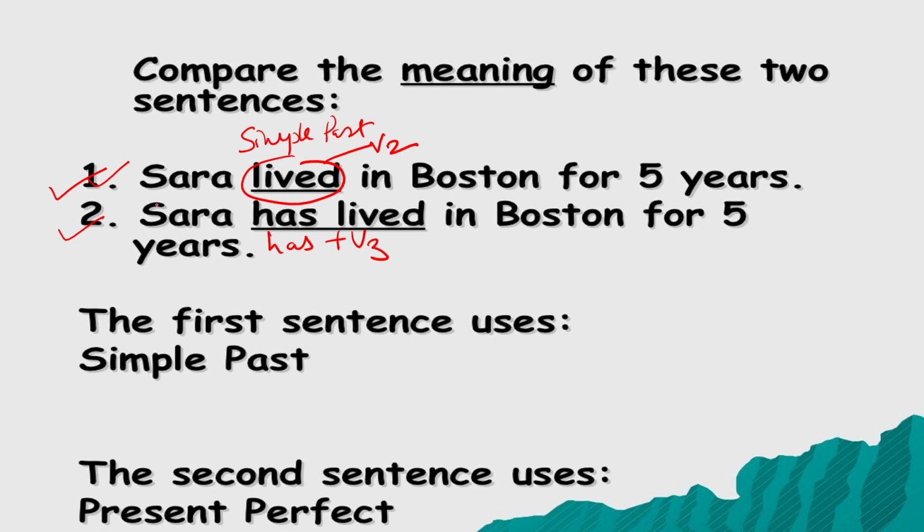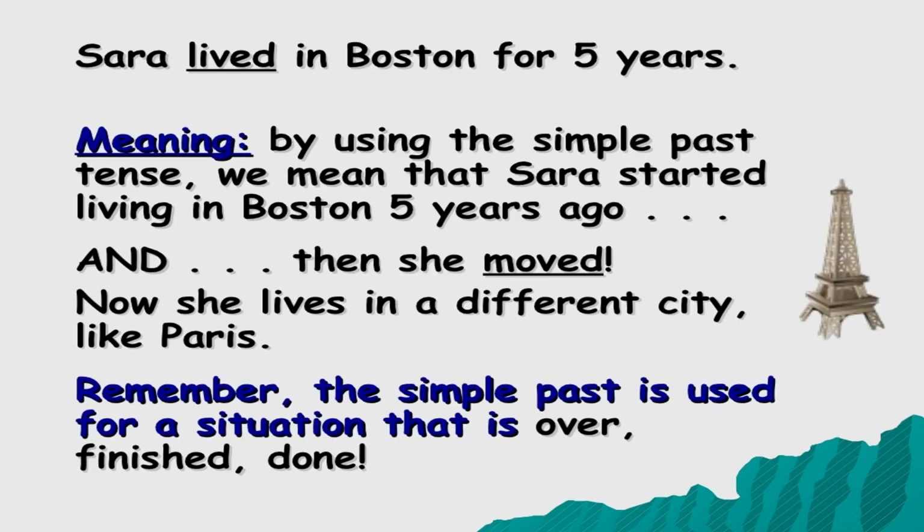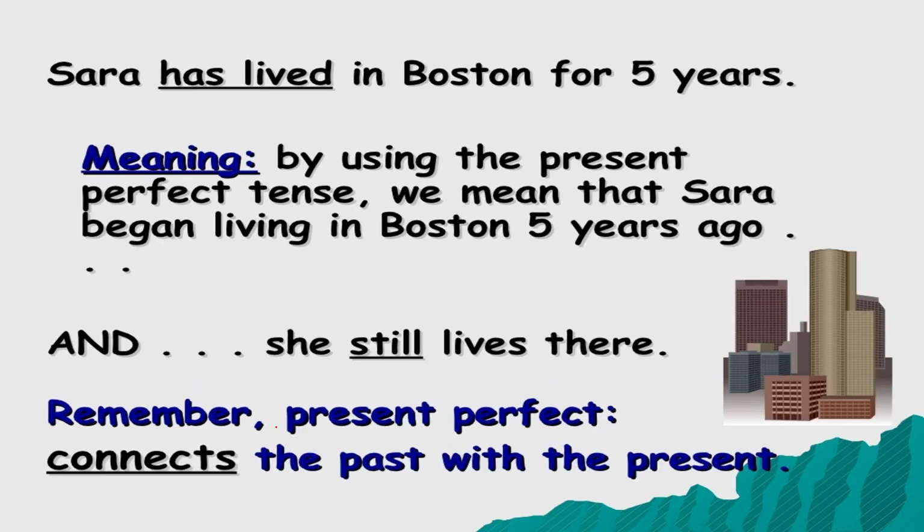So the first sentence, of course, we have discussed. Now what is the meaning? By using simple past tense, of course, we mean that Sarah started living in Boston 5 years ago, and then she moved from there, and now she does not live there anymore. She lives in another city. So remember that past simple is used for a situation that is over, finished and done. Got it? I hope you are getting the point.